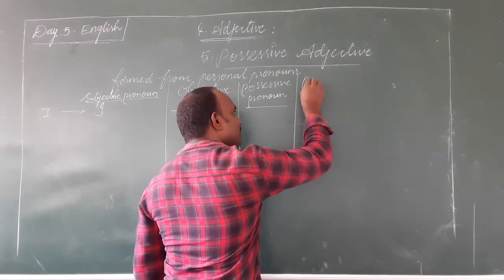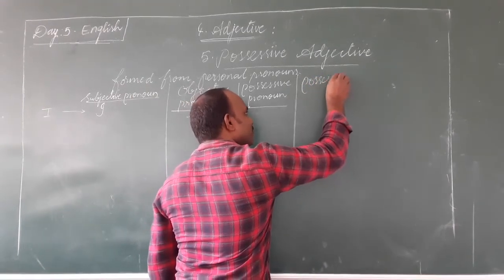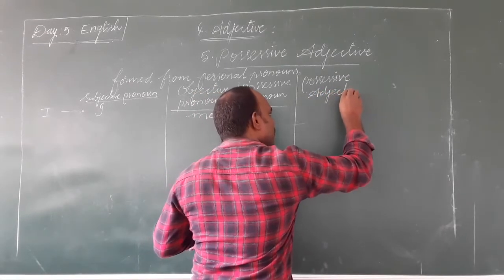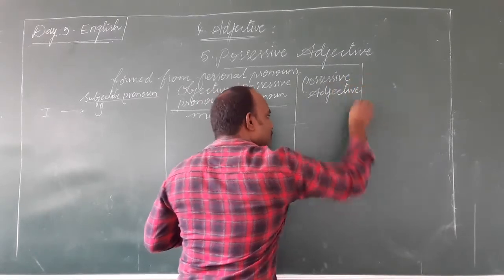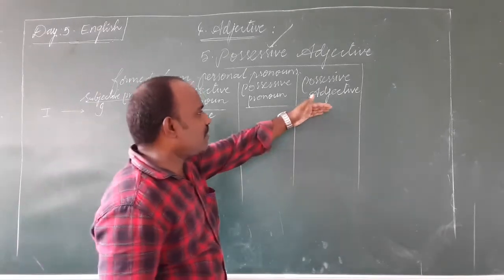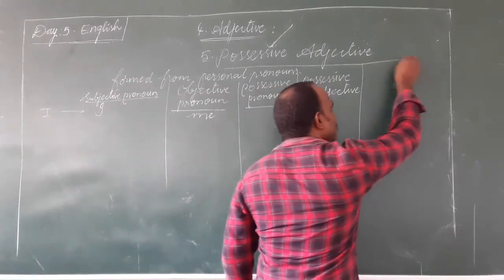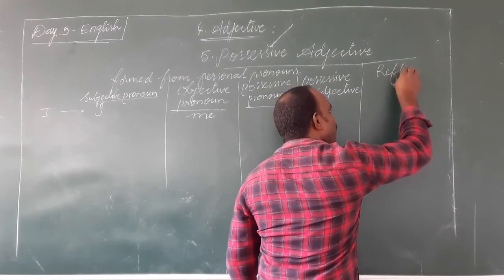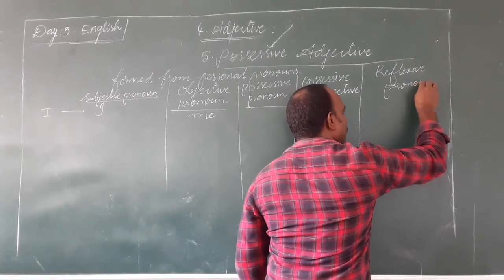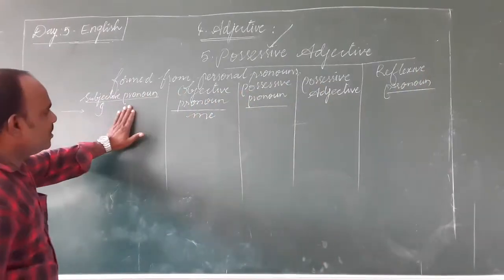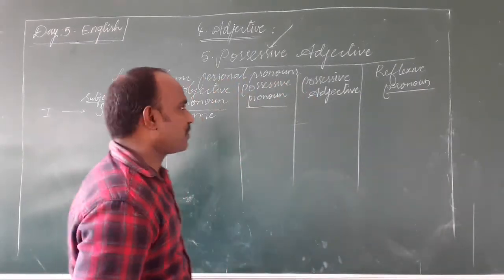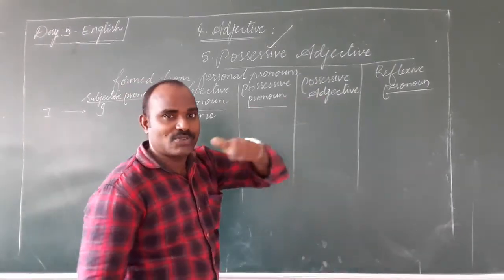And next one, this is our topic, possessive adjective. Possess means have. Sometimes it is used as an adjective. And last one, reflexive pronoun. Subjective pronoun, objective pronoun, possessive adjective, reflexive pronoun. Our topic is this one. Possessive adjective is very, very important.